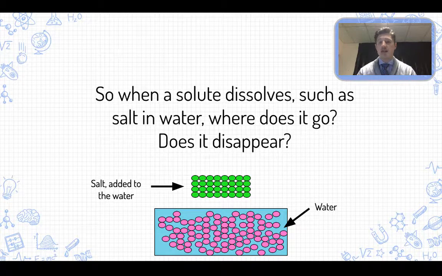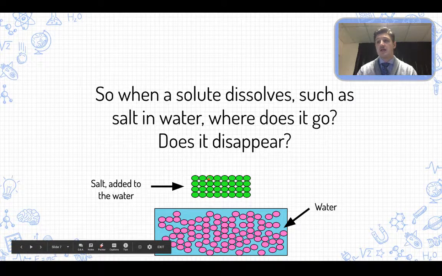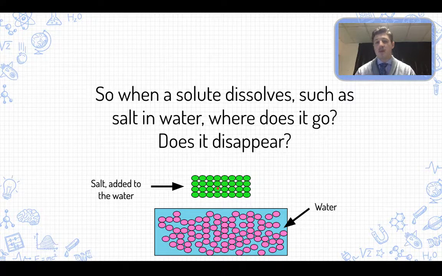All right, so when a solute dissolves, such as the salt in water, where does it go? Does it disappear? This is just to highlight that common mistake we make as students when we're learning this. Here you can see, let's call it a crystal of salt, a big chunk of salt. I'm going to put it into water. The solute does not disappear. The salt doesn't disappear. It's still there, but you cannot see it because the particles are now mixed up, or dissolved is the key word you want to use.